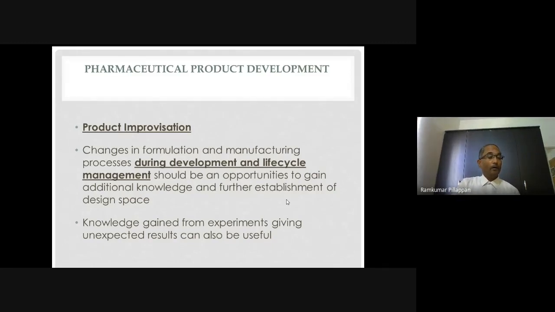And the most important thing: a very open-minded scientist, a person who has a basic knowledge of how the principles of quality and formulation science work, always looks for unexpected results. Unexpected means I designed my product in such a way, I did the process in such a way, but the result is totally different. So the real scientist always looks at why this has happened. That gives you a lot of knowledge.